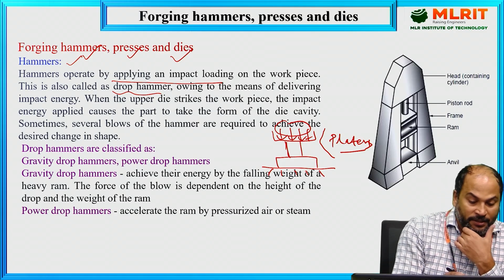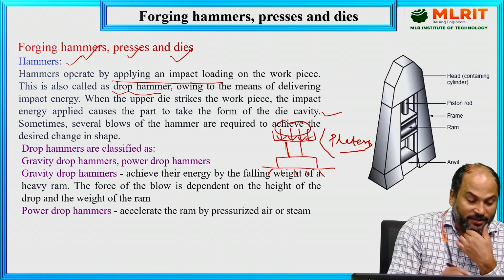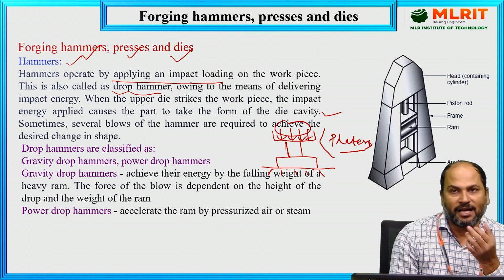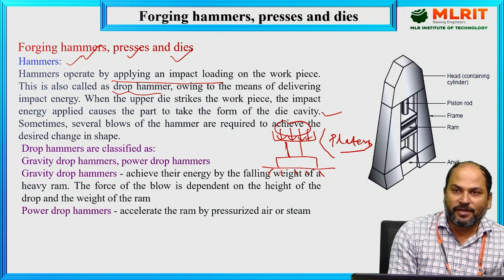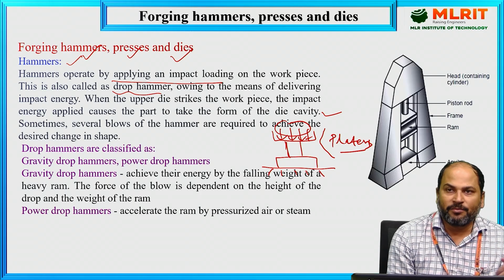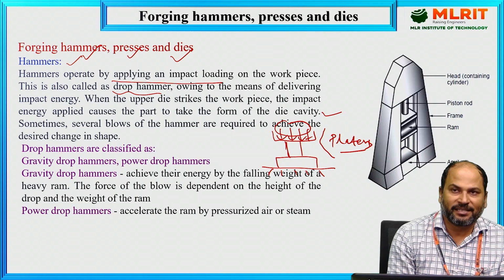Okay, so that's what has been written here. Sometimes several blows of the hammer are required to achieve the desired change. Yeah, that is obvious. If we are hammering the specimen, it's not necessary that in a single hammer blow it will be completely deformed. For many of the materials we need to apply multiple hammer blows. Means we are striking, then taking, then striking, then taking, then striking.